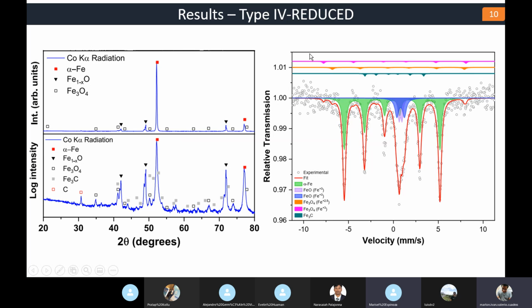When we measure the Mössbauer spectroscopy for this sample, we can observe all the crystallographic phases revealed in the first case: alpha iron, non-stoichiometric gustite, magnetite, and we can observe too the iron 3 carbon. If I remember, it is cementite.